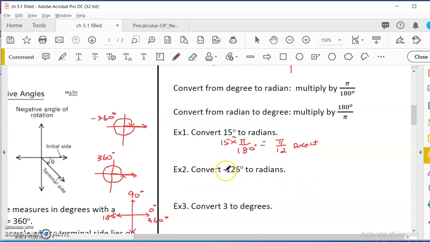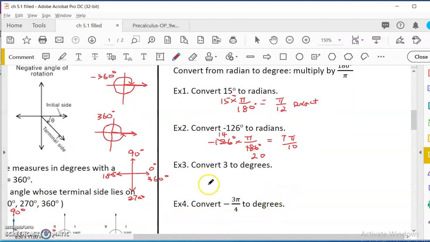How about negative 126? Negative 126 is in degrees. Again, I do negative 126 times pi over 180, and I would have radians. If you simplify, they're divisible by 9, so 126 becomes 14 and 180 becomes 20, divisible by 2 is negative 7 pi over 10 radians. Okay. Convert 3 to degrees now. Do you see that 3 is not 3 degrees? It's actually just 3 radians to degrees.